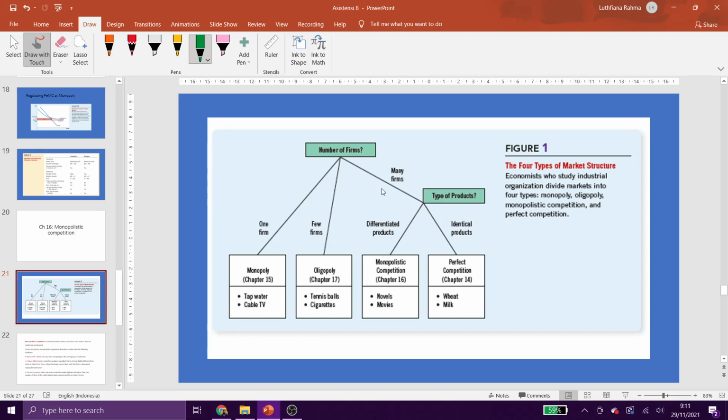If you want to categorize which structure firms are in, you can first ask what the number of firms is. If it is one firm, then it is obviously a monopoly. But if it consists of a few firms that lead the market, it is an oligopoly. But if there are so many firms, it depends on the type of products. If the product is differentiated, then it is monopolistic competition. But if the product is identical or homogeneous, it is perfect competition. So that is how you can differentiate the firms.